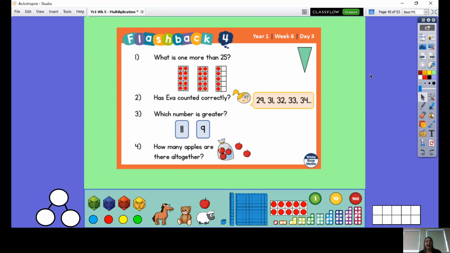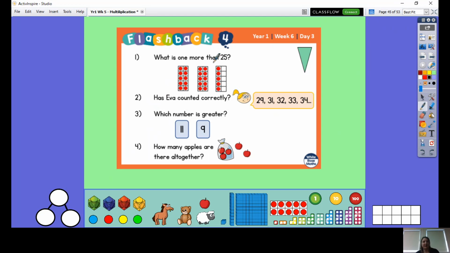Right, so let's just warm our brains up. You might want to pause the video here and have a little go at these. What is 1 more than 25? Has Eva counted correctly? And which number is greater? And how many apples are there altogether?